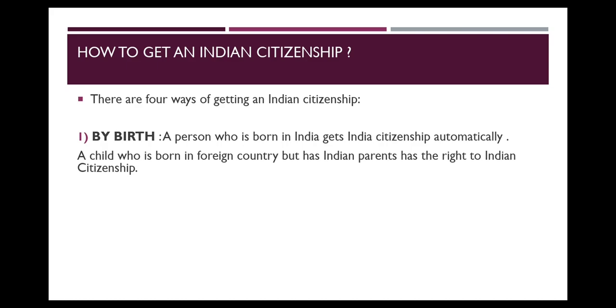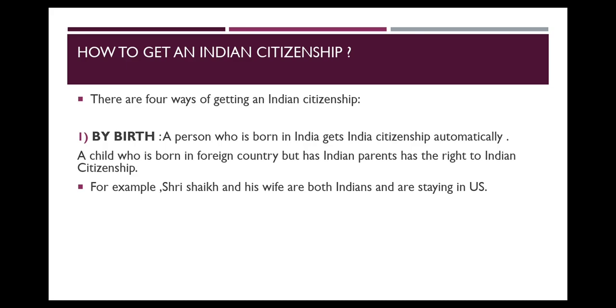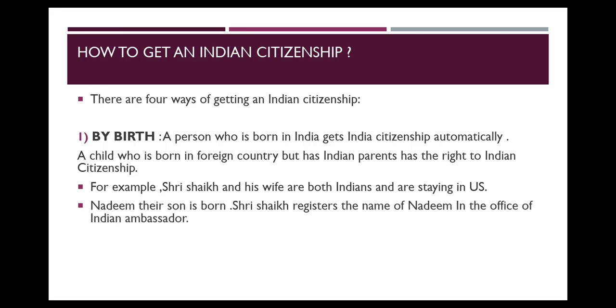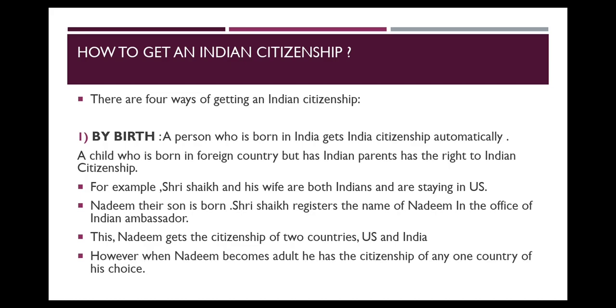By descent: a child who is born in a foreign country but has Indian parents has the right to Indian citizenship. For example, Mr. Sheikh and his wife are both Indian and are staying in the US. Nadeem, their son, is born. Mr. Sheikh registered the name of Nadeem in the office of the Indian ambassador. Nadeem gets the citizenship of two countries, US and India. However, when Nadeem is settled, he has the citizenship of any one country of his choice.